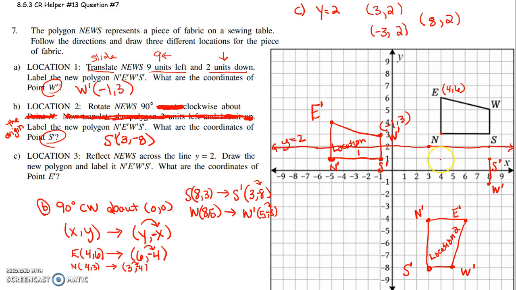If N is 1 above, N prime will be 1 below the line of reflection. If E is 1, 2, 3, 4 above, E prime will be 1, 2, 3, 4 below. You'll notice 3 boxes between, still 3 boxes between. The new trapezoid is still congruent. This is location 3. So name the coordinates of E prime. E prime would be (4, -2).